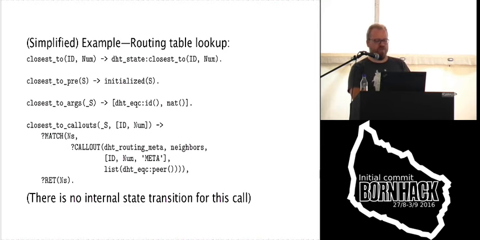The precondition for doing this is that we must be in some state S which is initialized. So we're not allowed to do this closest-to call unless the state engine has been initialized. One of the first things the state system will do is initialize the states, the distributed hash tables, the routing table state system. And then it'll be in an initialized state.